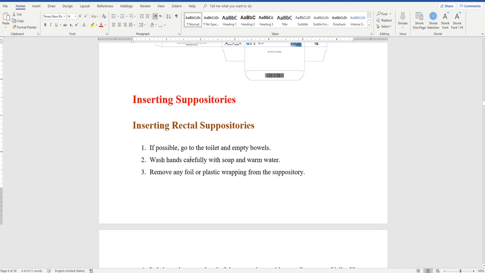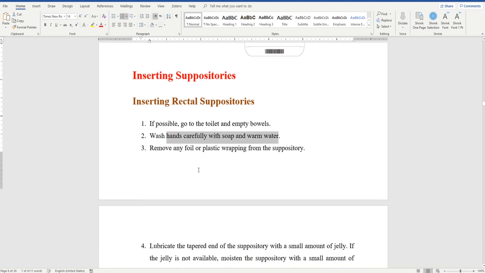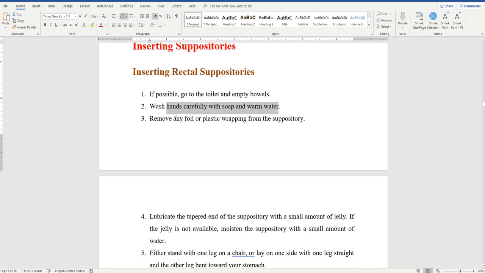Now, how to insert suppositories. The first thing you need to do, for rectal suppositories, is to first evacuate or empty the bowels, meaning empty the stool. Second, you need to wash your hands with soap and warm water. Then, after drying your hands, remove the suppository from its packaging, whether plastic or foil.